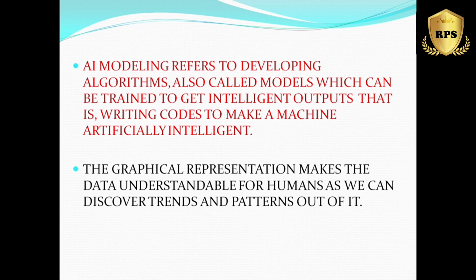Now, AI modeling basically refers to developing algorithms, and those models which we are going to create, or not models, the machines which we are going to create are known as models. If I make it clear more deeply, not the machine, the algorithms which are fed in that machine are models, not the complete machine, which can be trained to get intelligent output. That is, by writing the codes by the developer and making it artificially intelligent by training it through those codes.